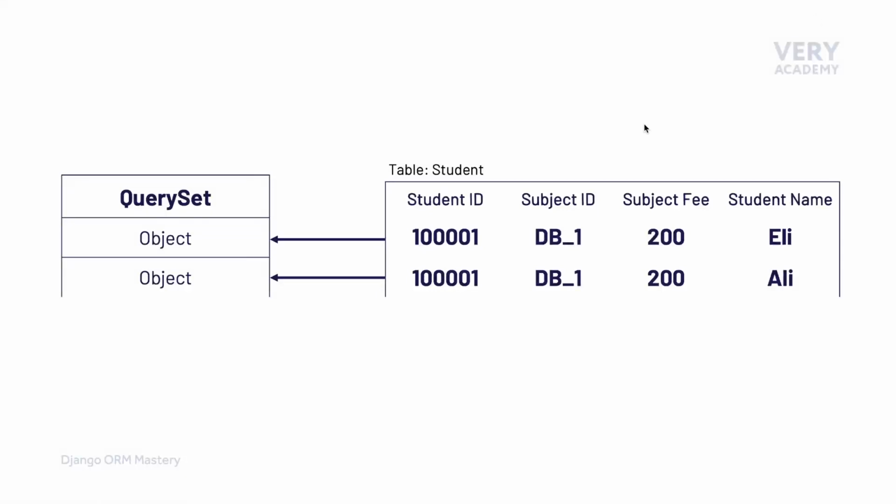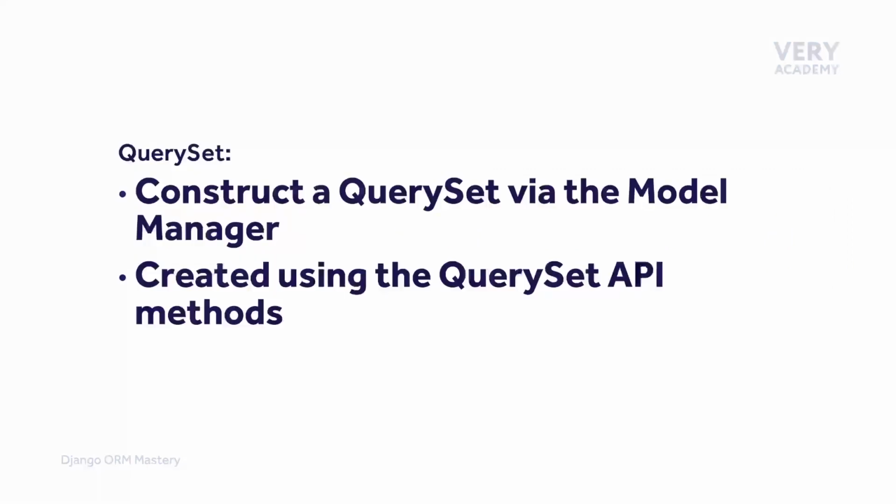So we can visualize this in our diagram. Here we have a query set returned. Then each row inside of a student table, assuming that we've queried this table and returned all the data, will be returned as an object inside of our query set. And of course, we can then go into the query set utilizing our Python language and extract the data from it. So we can loosely say that a query set is constructed via the model manager, and is created utilizing the QuerySet API methods that return a query set.